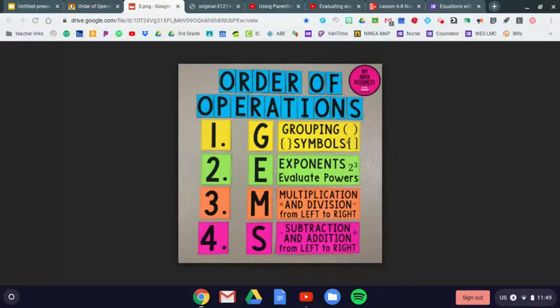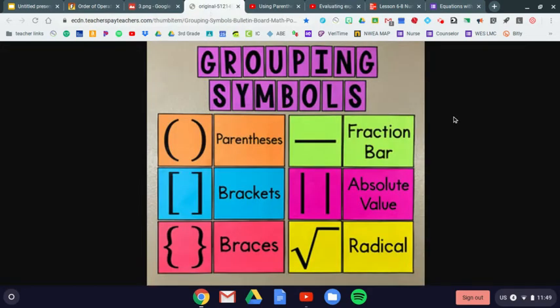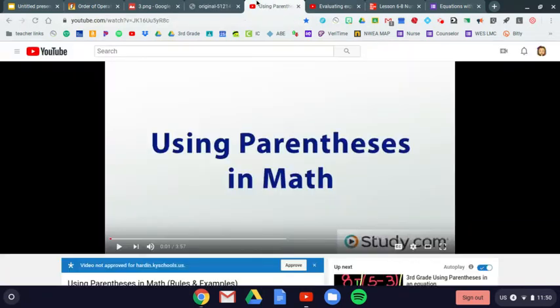So we have lots of different grouping symbols, exponents that we don't have to worry about in third grade, multiplying and dividing from left to right, and then adding and subtracting from left to right. In this work for today and tomorrow, we're going to talk about just parentheses, but here are some other grouping symbols: brackets, braces, fraction bars, and absolute values and radicals you're going to see in fourth and fifth grade are all kinds of grouping symbols. So if you were doing order of operations, you would have to do these things first. So today is just about parentheses. I'm going to show you one more video to give you a little more information and to clear your brain for just parentheses. So take a look at this.